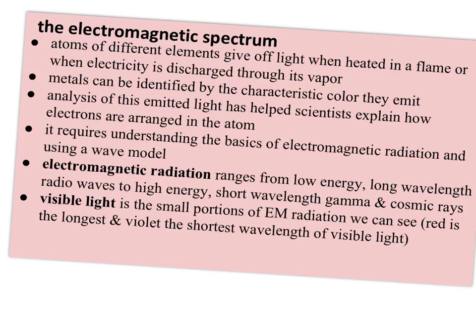And it not only requires understanding the basics of the atomic structure, but also of electromagnetic radiation using this wave model. So electromagnetic radiation ranges from low energy, fairly long waves like radio waves to high energy, short wavelength waves like gamma and cosmic rays. The visible light is a small portion of the electromagnetic radiation that we can actually see, with red being at the long end. That's the longest wavelength we can see, and just longer than red is infrared that we can't see. And then violet is the shortest wavelength of visible light we can see, with ultraviolet being just too short for us to see.